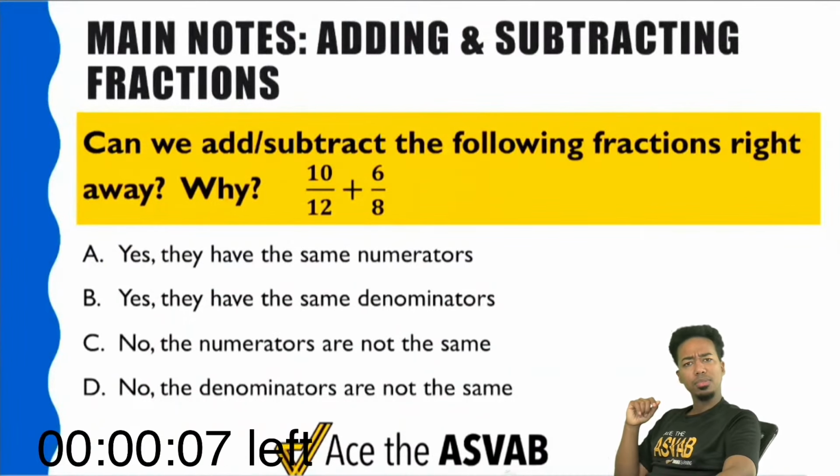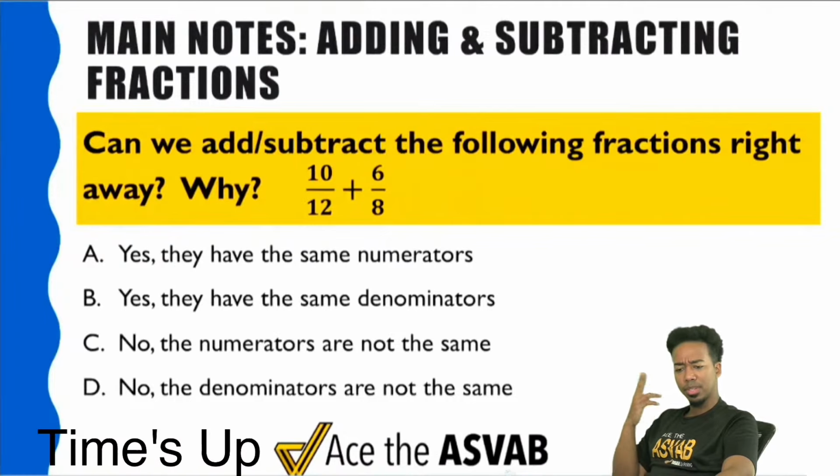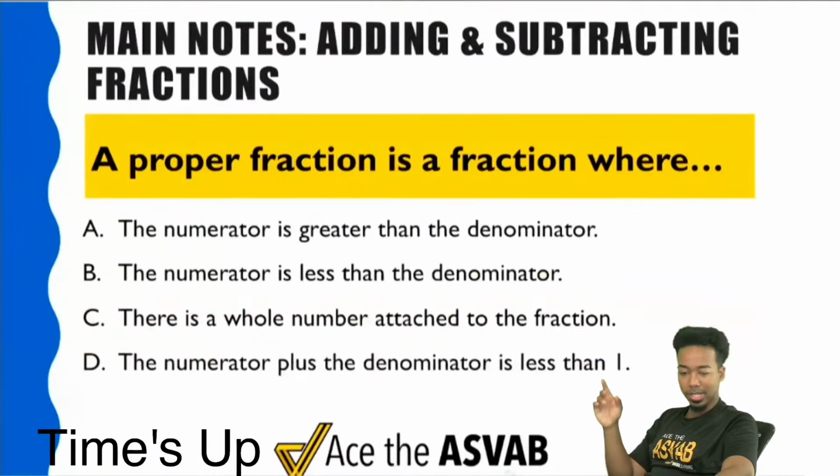Can we add these? 10 over 12 plus 6 over 8. Can we add those? Time's up. What do we know? D again. Saying no, the denominators are not the same. Again, that's going to be correct. We'll come back and talk about this in a moment. What about this one? A proper fraction is where what? Timer started. Go.